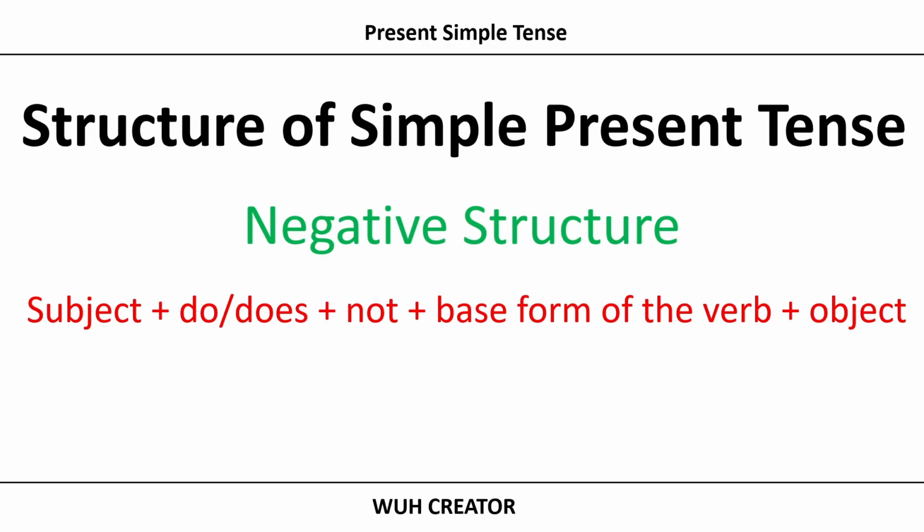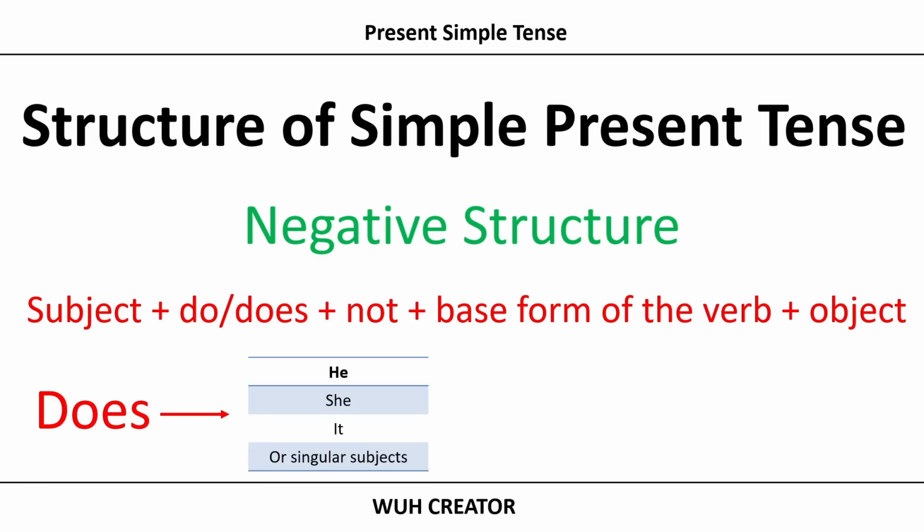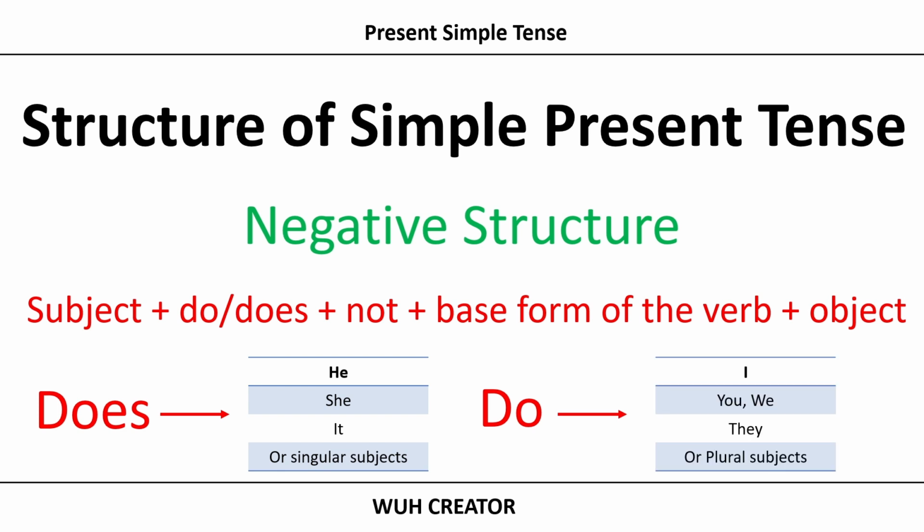Remember, when the subject is singular, we use does not. When the subject is plural, we use do not. Also, when we are talking about two or more people, the subject is considered plural, so we use do not. For a single person or thing, the subject is singular, so we use does not. Also, keep in mind that after do not or does not, the main verb always remains in its base form.